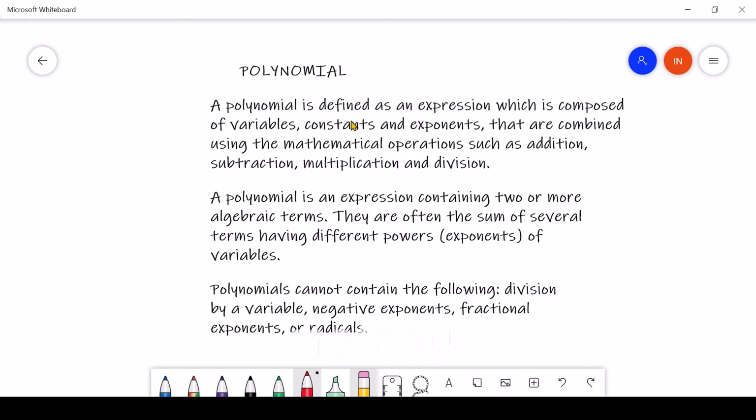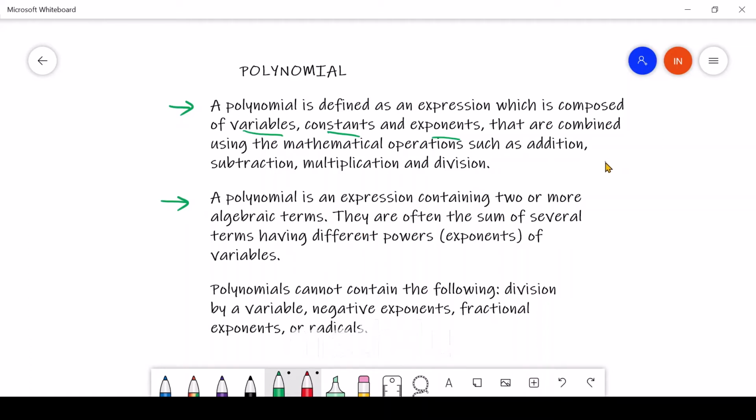So a polynomial is defined as an expression which is composed of variables, constants and exponents that are combined using the mathematical operations addition, subtraction, multiplication, and division. So I have explained the same thing in a different way. A polynomial is an expression containing two or more algebraic terms. They are often the sum of several terms having different powers or exponents of variables.